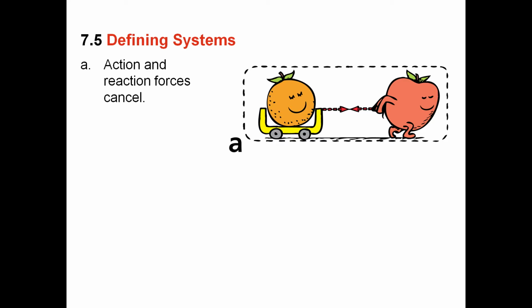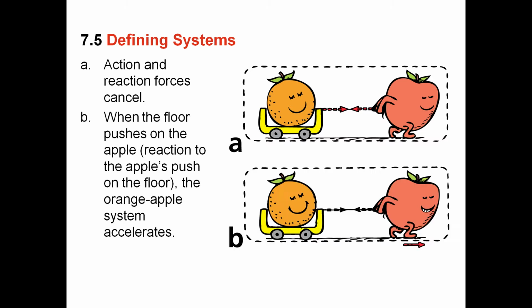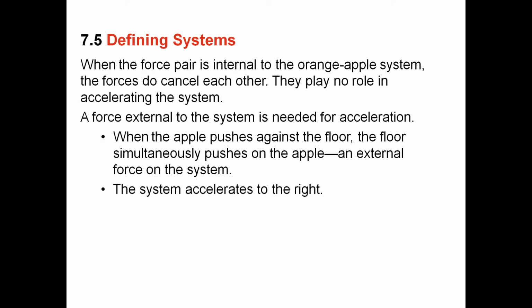Now, action and reaction forces cancel. As you can see, the dotted line surrounds both the apple and the orange. When the floor pushes on the apple, the reaction of the apple's push on the floor, the orange-apple system accelerates. When the force pair is internal to the orange-apple system, the forces do cancel each other. They play no role in accelerating the system. A force external to the system is needed for acceleration. When the apple pushes against the floor, the floor simultaneously pushes on the apple, an external force on the system. The system accelerates to the right.